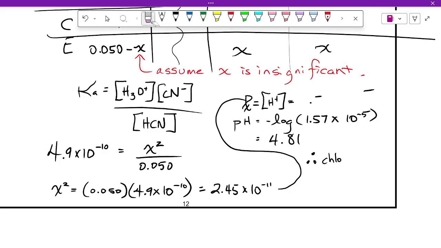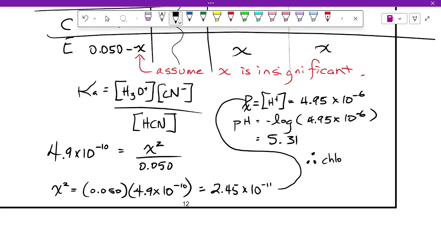Third time's a charm, right? Okay. 4.95 times 10 to the negative 6. Log. And we get 5.31.